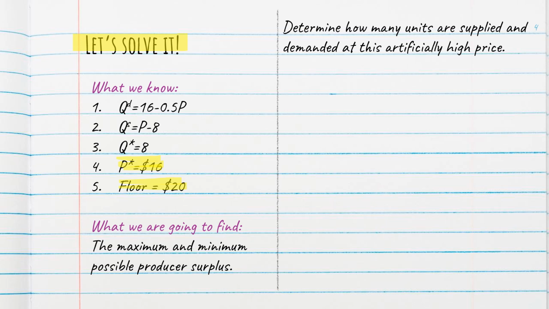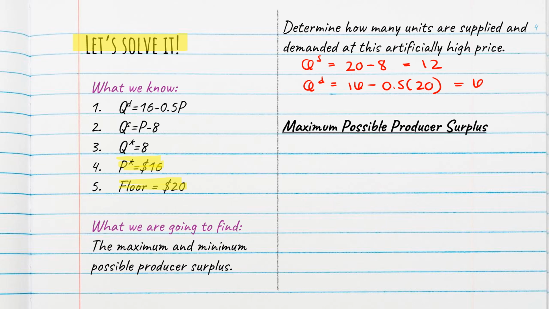How do we figure out the supply and demand? We just plug $20 into the supply curve and into the demand curve. So the quantity supplied is equal to 20 minus 8, or 12. And the quantity demanded is equal to 16 minus 0.5 times 20. Well, 16 minus 10 is 6. So we could say that the quantity supplied is 12,000 bushels and the quantity demanded is 6,000 bushels. So we have a surplus because the price is artificially high.